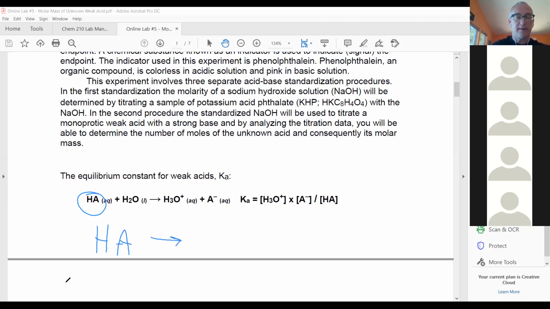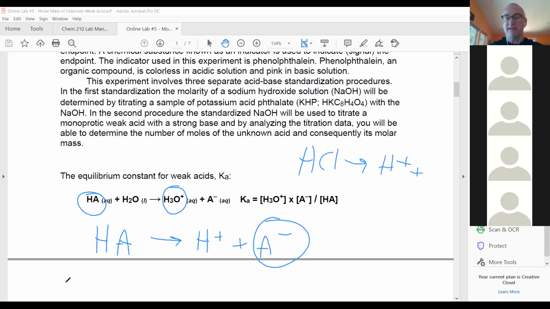So when that dissolves in water, I get H plus, or in this instance, H3O plus, and remember, that's the same thing. And A minus, this is what's left over. And this does not go to completion. HCl goes to H plus and Cl minus to completion. All of this gets converted to H plus and Cl minus. So my concentration of HCl is exactly the same as the concentration of my H plus and my Cl minus. In this instance, my concentration of weak acid is far more than my concentration of H plus and A minus.